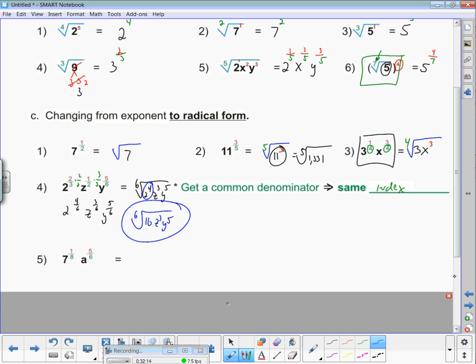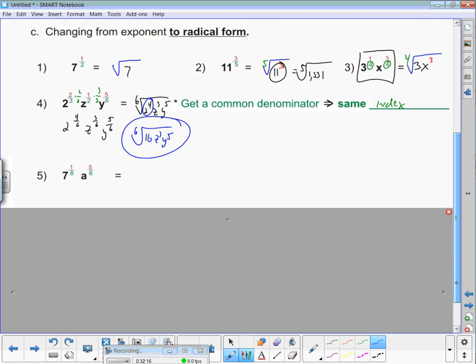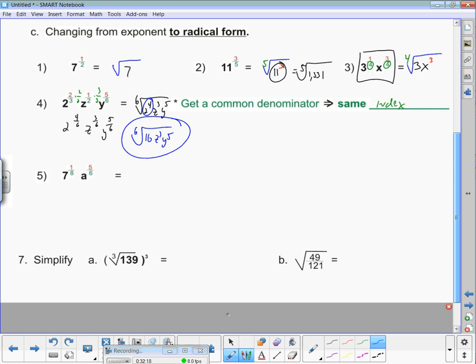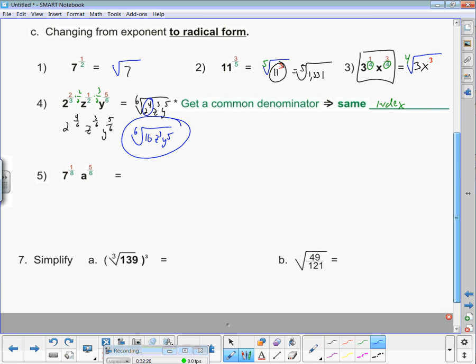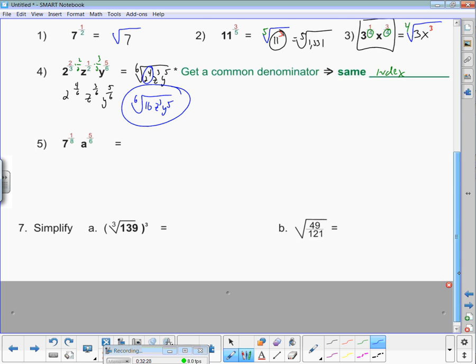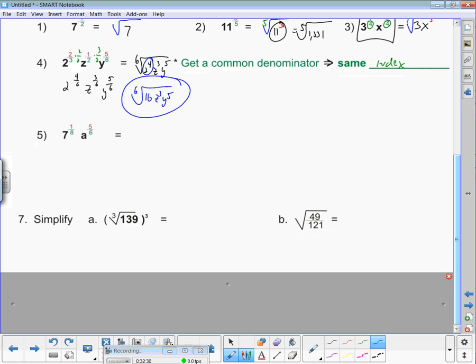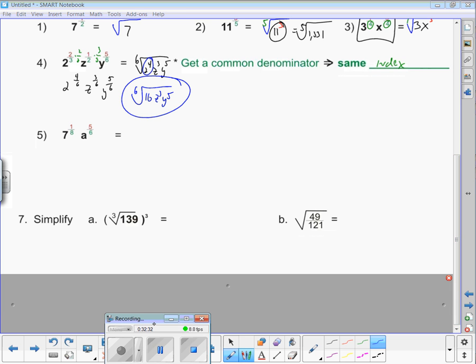All right, I'm about out of time. So number 5, you can do the exact same thing. Get a common denominator, and then go ahead and put that into proper form. And then a couple of situations here on the bottom, and hopefully I will come back to them in just a moment.